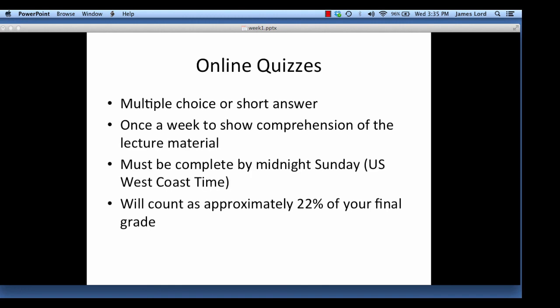We will every week have a short online quiz, and that's typically going to be multiple choice, short answers, and that's just to show that you're getting a handle on the material as we go week by week, so I can keep track of if we're all watching the lectures and whether I need to cover certain topics in more detail. We'll give you 1 week to complete it, and it will count towards about 20% or 22% of your final grade.